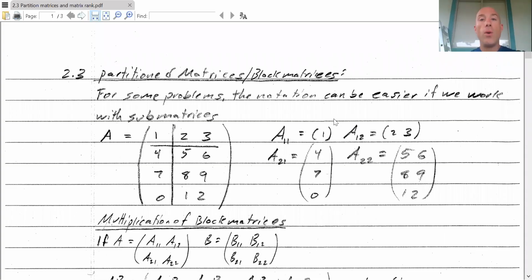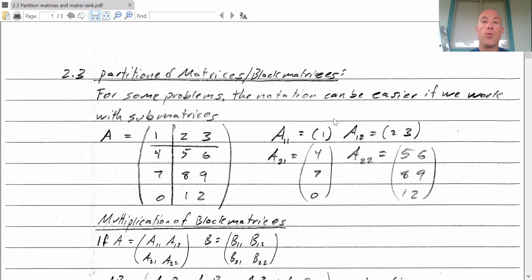Hi, in this video, we want to take a look at partition matrices, also called block matrices, and then we'll start talking about matrix rank. Rank is a huge, important concept, and that's one that we will always need to be keeping in the back of our minds as we work through the problems in this course.